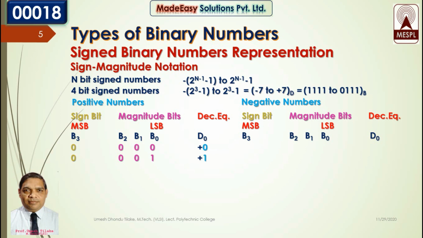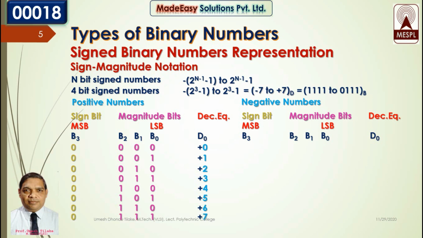Our next combination is 010. So let's write 0010 and it is plus 2 in decimal. Similarly, next combination is 0011, it is plus 3. Then 0100, it is plus 4. Then 0101, it is plus 5. Then 0110, it is plus 6, and finally 0111, it is plus 7.